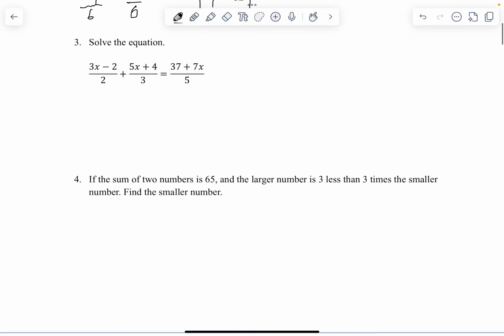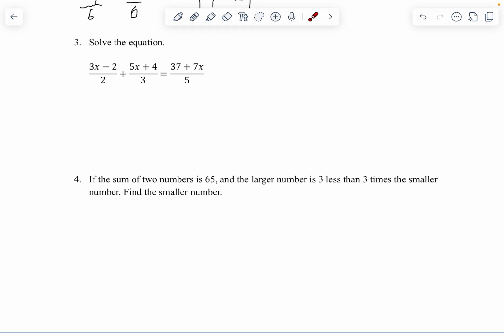Let's come down here to number 3. It says to solve the equation. So this is an equation involving fractions. To solve this, what we're going to do is find the least common denominator. The least common denominator will be the smallest number that all 3 of these denominators will evenly divide into. So the smallest number that evenly divides 2, 3, and 5 would be 30.